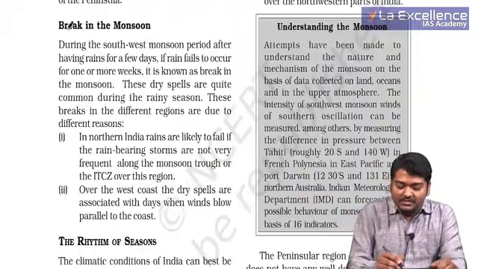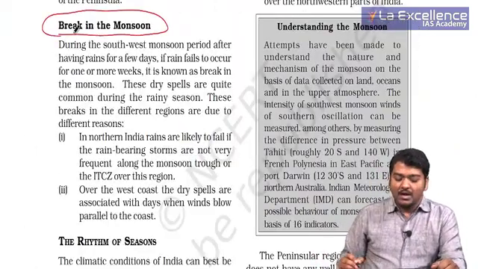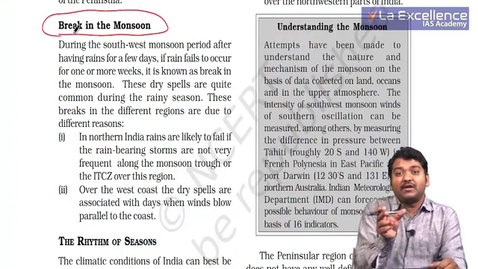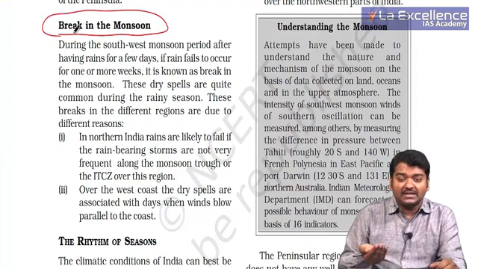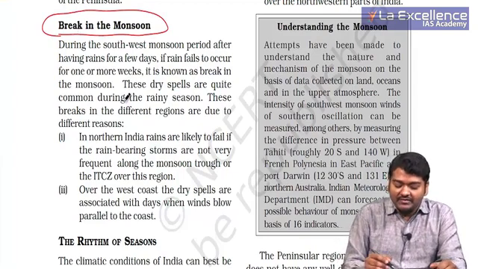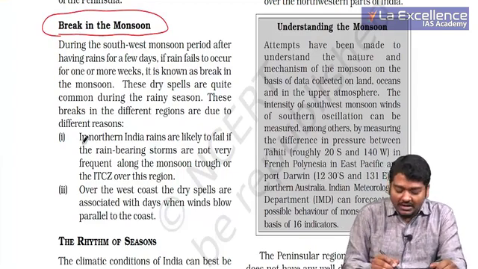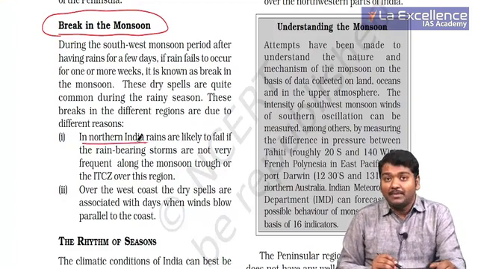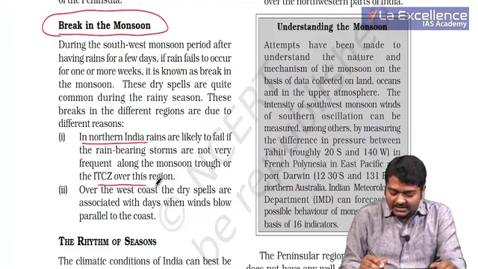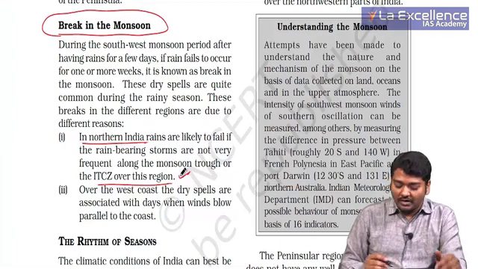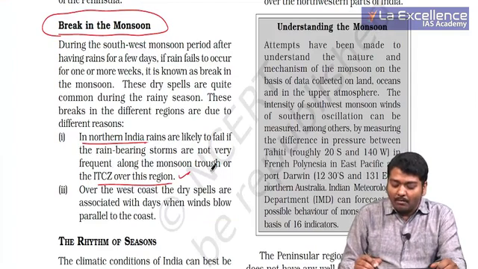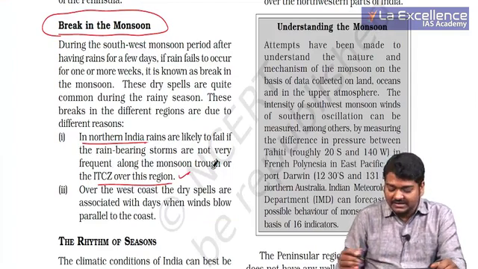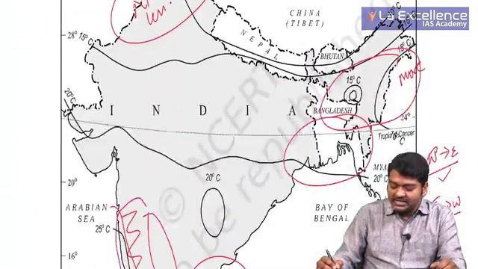And then we observe breaks in the monsoon. Breaks in monsoon means there is a dry spell within the monsoon. So, let us see why exactly this usually occurs. Whenever we say dry spells, in North India, the dry spell is mainly because the ITCZ will keep on moving, and monsoon rains are likely to fail if rain-bearing storms are not very frequent along the monsoon trough or the ITCZ over this region. So, let me just explain.